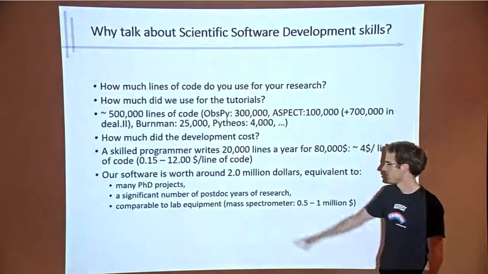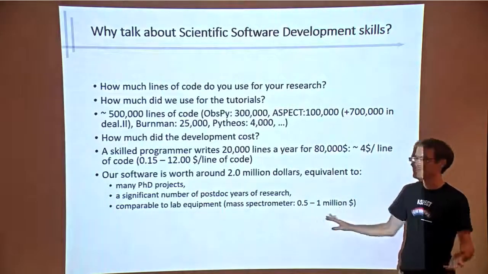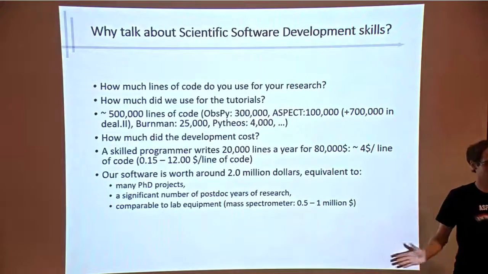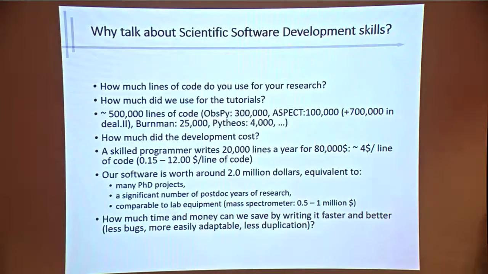So I asked Rita what a typical mass spectrometer would cost, and she told me something like $500,000 to $1 million. I'm sure there are more expensive ones or cheaper ones depending on the quality. But the software that we use is actually worth as much as the equipment that we use. So how much time and money could we save if we could write this software in a better way?